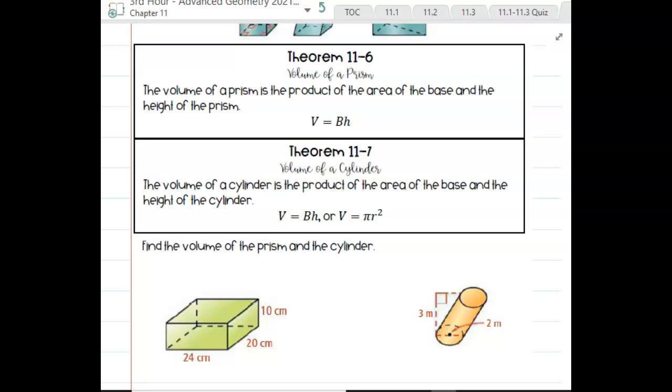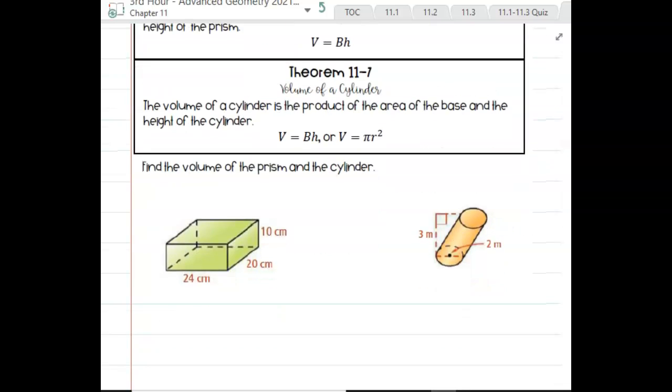So to find volume, let's start with the prism. You need 2 things. First, you need the area of the base. Okay, so the area of the base. How big is the base? You are going to find that first, and then you're going to multiply it by the height of the prism. That's it. Area of the base times the height of the prism.